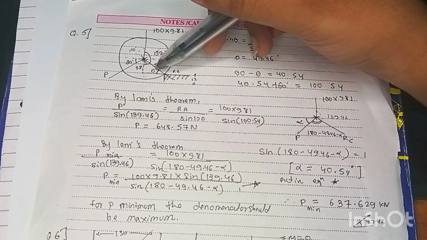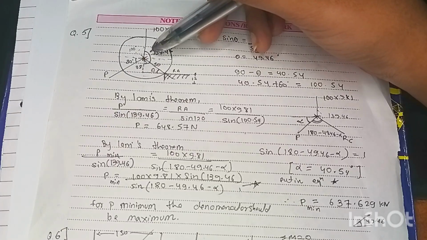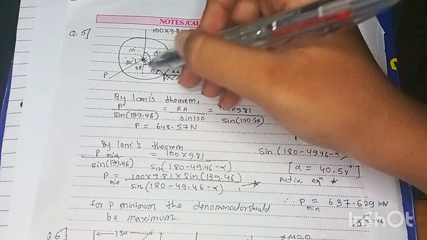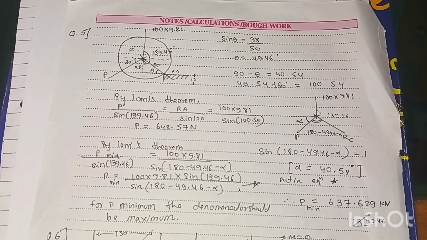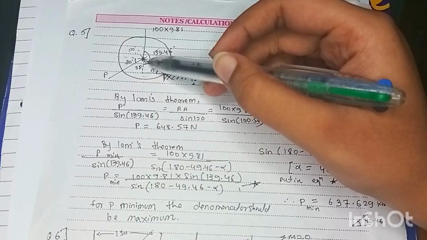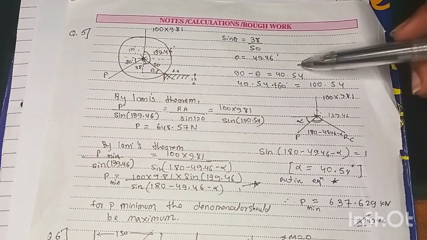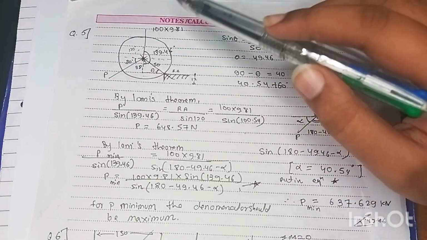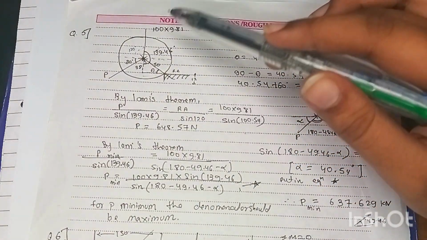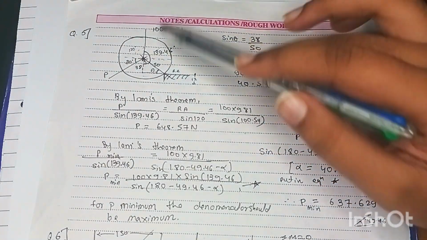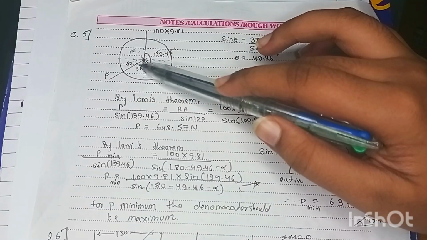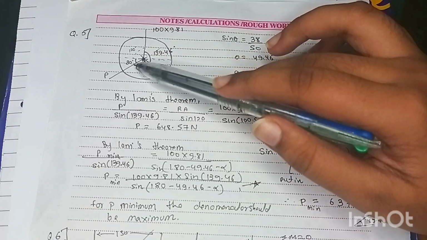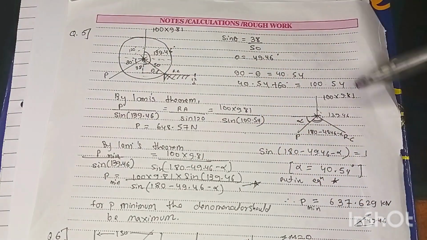So if this is 49.46, so this is also 49.46, and if you add 90 plus this, so you will get 139. And for finding this angle, what you can do, 90 minus this angle, so you will get 90 minus theta and you will get 40.54. Okay, now add the 40.54 plus 60 degree, because if this is 30, this is automatically 60. So add 60 plus this angle and it will give you 100.54.